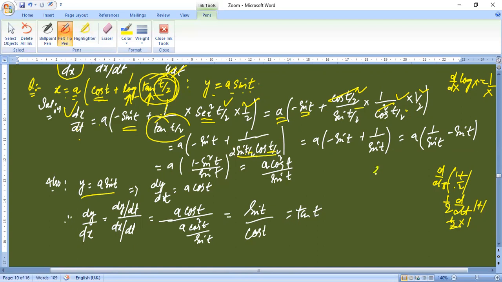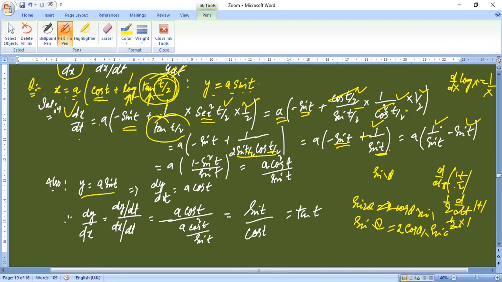But here we will use the formula sine of 2 theta. This is equal to twice cos theta into sine theta, right? So sine of theta is equal to twice cos of theta by 2 into sine of theta by 2. Here theta is t by 2, so it would be sine of t. Now put 1 by sine t in the front, because this is positive sign, and then I will take minus sine of t.